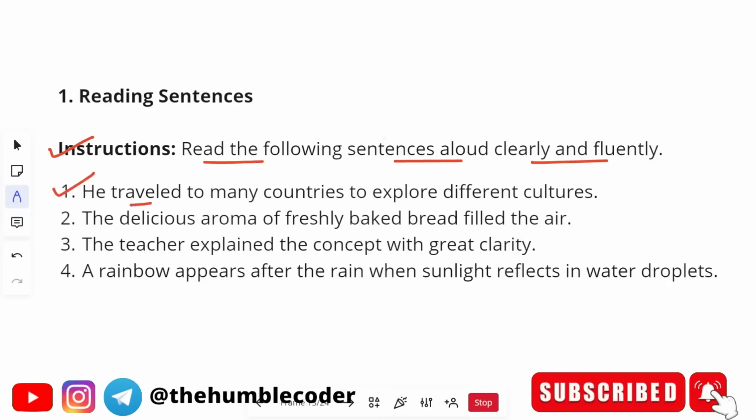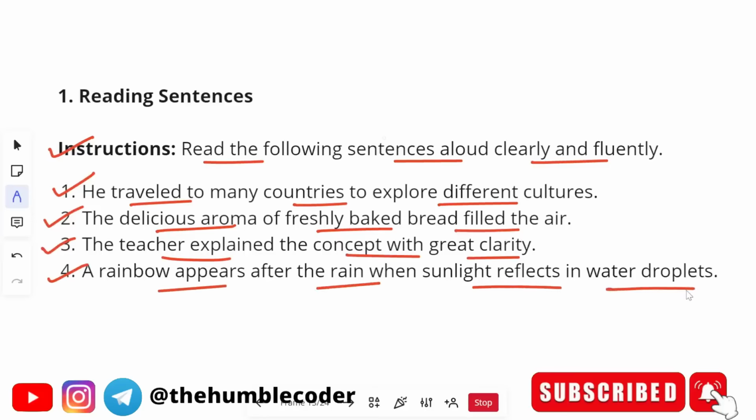Sentence number 1 is, he traveled to many countries to explore different cultures. Sentence 2 is, the delicious aroma of freshly baked bread filled the air. Sentence 3, the teacher explained the concept with great clarity. Sentence 4, a rainbow appears after the rain when sunlight reflects in water droplets.